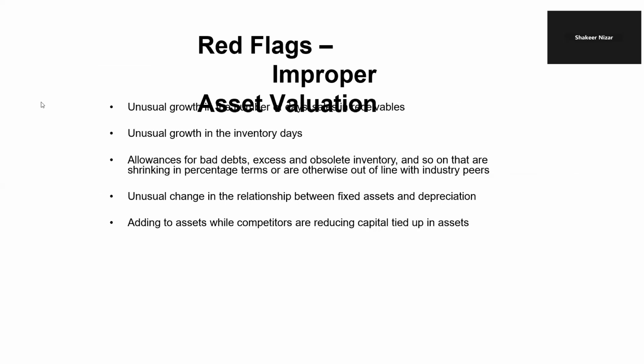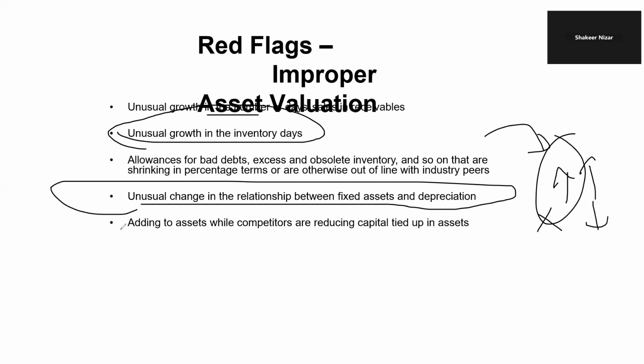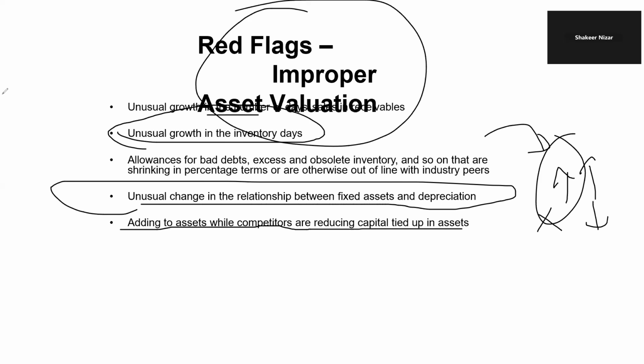Unusual growth in inventory days. Allowance for bad debts, excess and obsolete inventory. Unusual change in the relationship between fixed assets and depreciation. If fixed assets are high, normally depreciation is also high, but here it is slow, with fixed assets not actually purchased, fakely recorded. Adding assets while competitors are reducing their capital. These are some red flag indications of fraud, right?